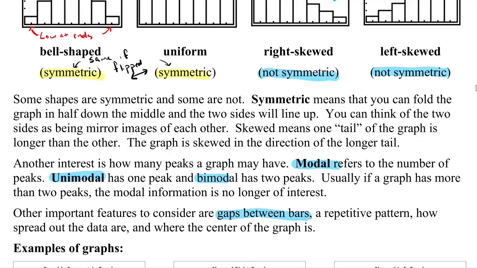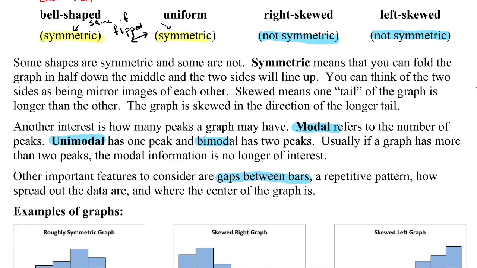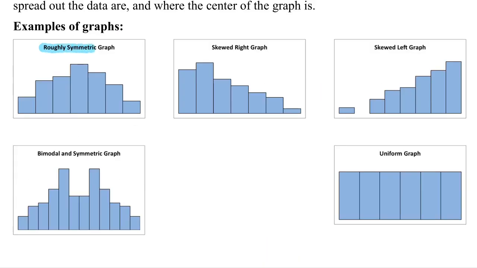So here are some examples of graphs and how we would describe them. This first graph here, we would say is roughly symmetric. If we flip it over, it's not going to be perfectly the same, but it's going to be close enough. We would also say that this one is bell-shaped. This next graph, we would say is skewed right. You can see the long tail going off to the right. We would say that this one is skewed left, long tail going off to the left. And we would say that this one is skewed left with a gap.